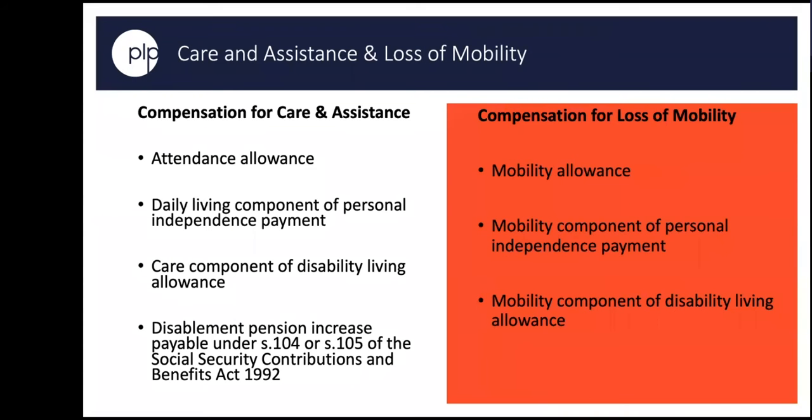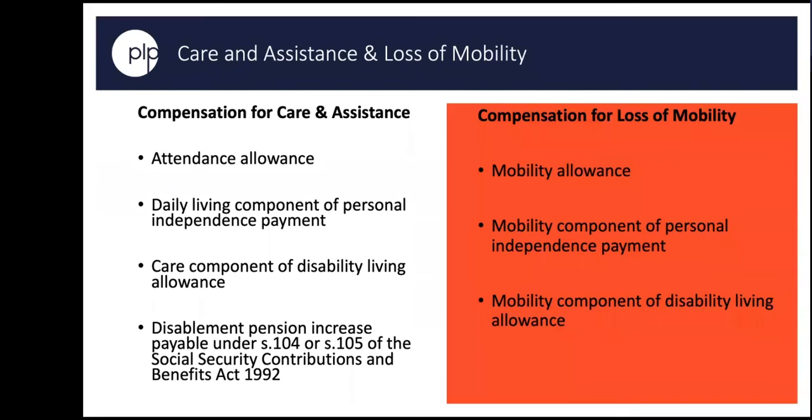In terms of care and assistance, those are in the left-hand column here, and the things that can be offset there against care and assistance claims are attendance allowance, the daily living component of personal independence payments, so PIP, that's the one we see a lot, the care component of disability living allowance, and the disablement pension.